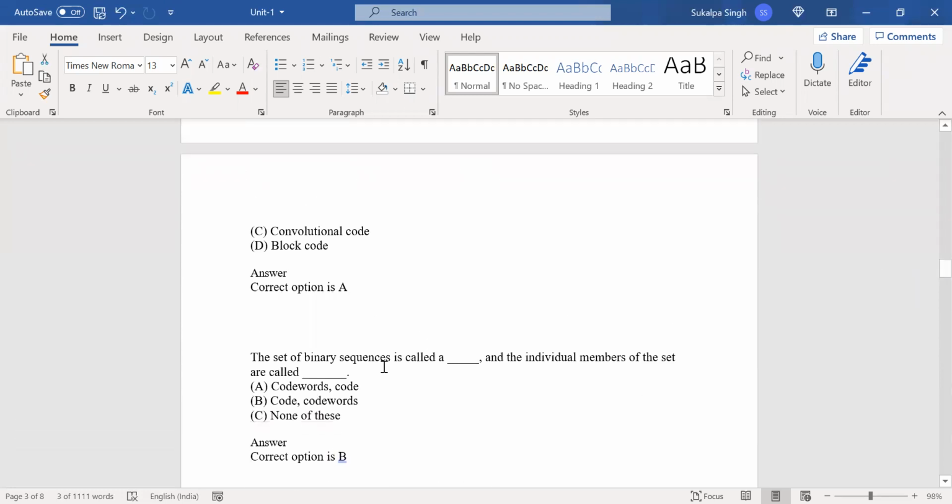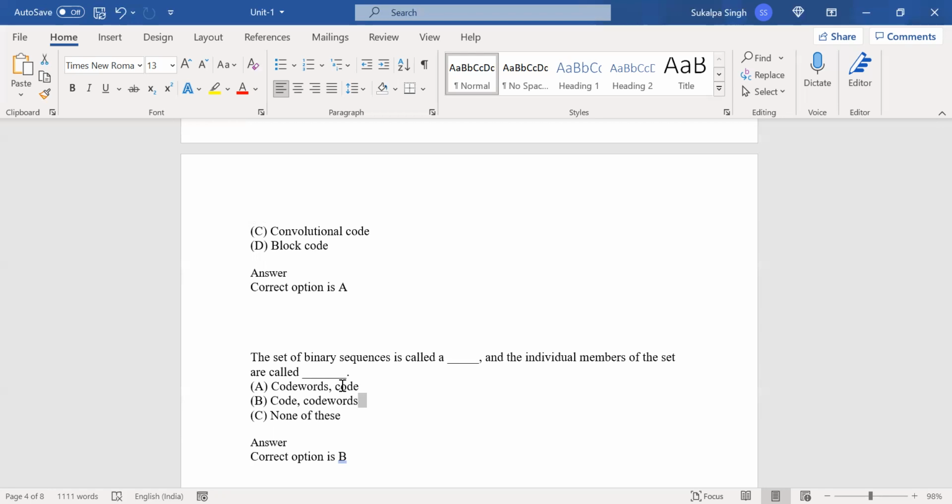Next one is, the set of binary sequences is called dash and the individual member of the set is called dash. Okay, this is a kind of confusion question because people may get confused between code words and code. So what is the difference between the code word and code? A set of binary sequences is called code, and the individual member of the set is called the code word.